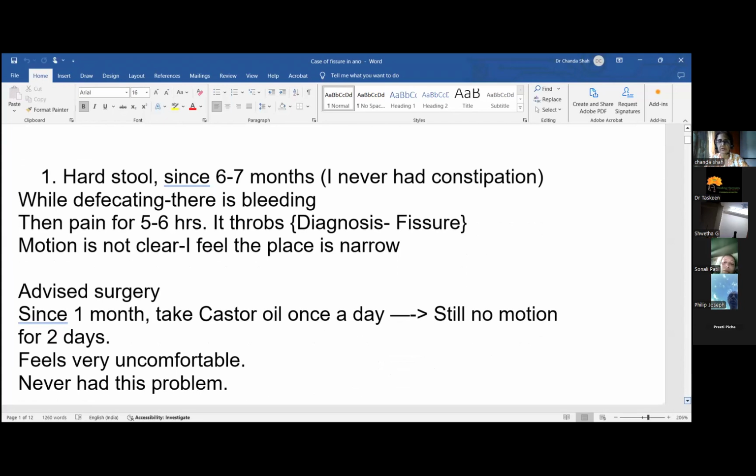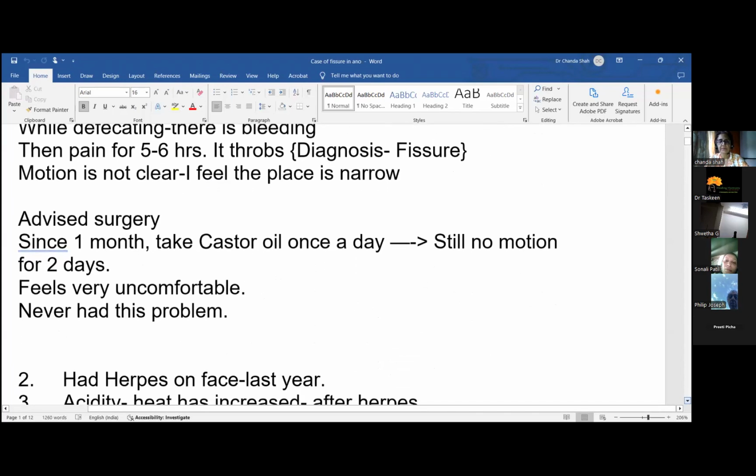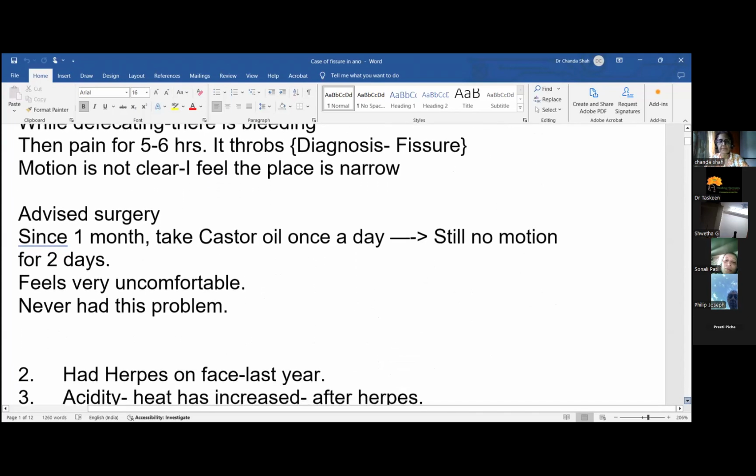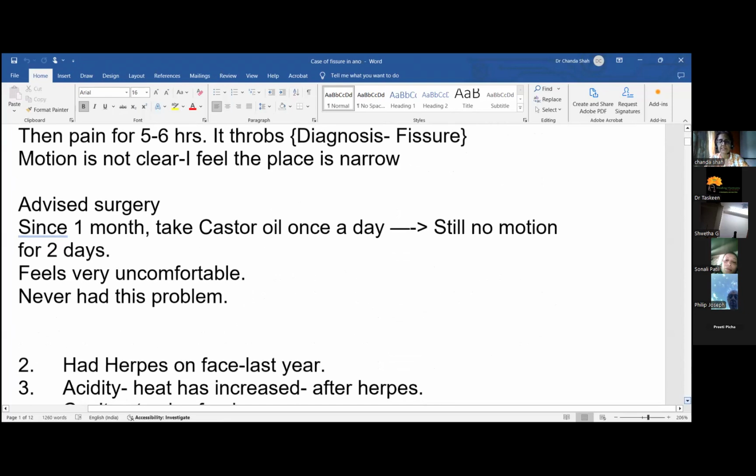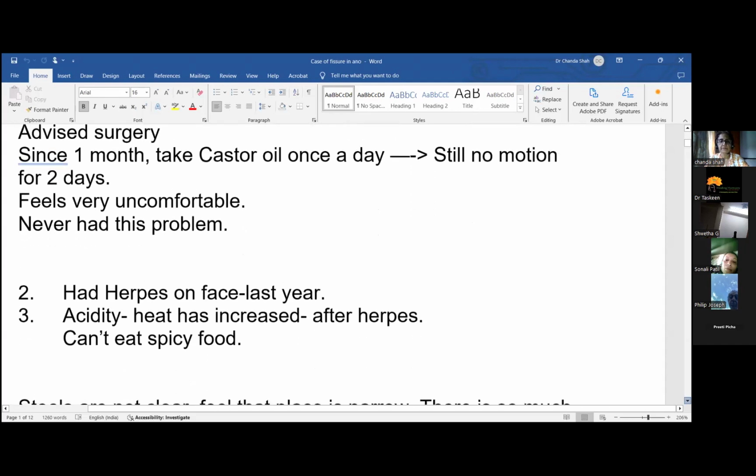Diagnosis is fissure in anus. The motion is not clear. I feel the space is narrow. Okay. So this lady was advised surgery, but she didn't want to go for surgery. She came to me and she's saying she takes castor oil once a day. Still, there's no motion. She is very uncomfortable. She's saying, I never had this problem.